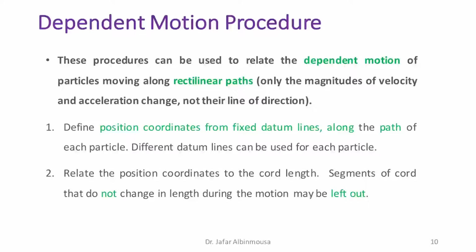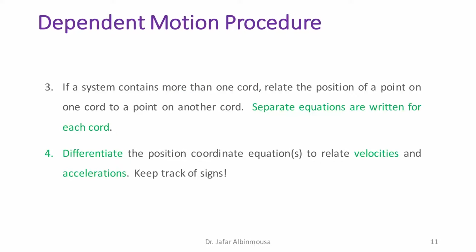So how do we set up the problem? First, you need to define the position coordinates from a fixed datum line along the path of each particle, and this is what we did. A different datum line can be used for each particle, like for block A and block B. Then relate the position coordinates to the cord length, and this is the cord equation. And then just identify the segments that don't change and ignore them. You don't need to put them in the equation, since the derivative with time is equal to 0.